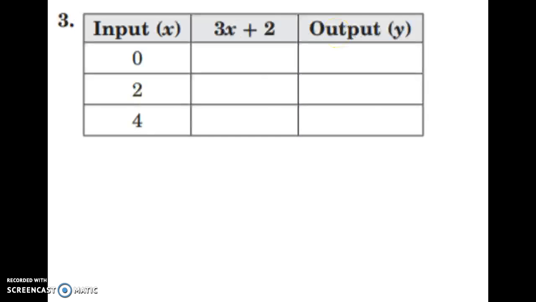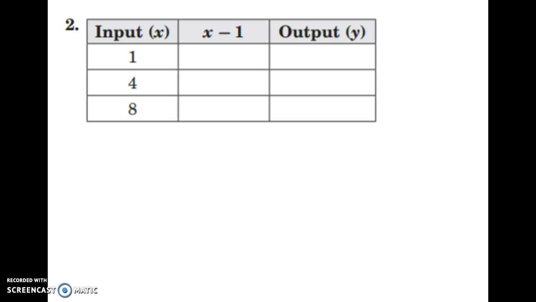Whoops. Let's go back here. There we go. Let's start with the first one. Here, I have 1, and I'm going to subtract 1. I simply took the value for x and substituted, and we know 1 minus 1 is 0.